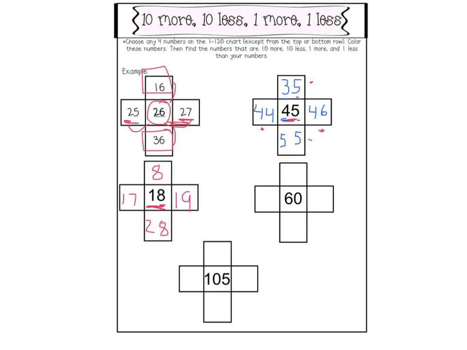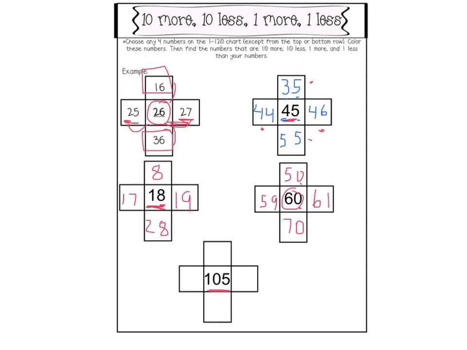Let's try another. Let's look at the number 60. Pause the video, fill out your chart, then check it. All right, 60. 1 more is 61. 1 less is 59. 10 less is 50. Look again. Ones place stays the same. Tens place, we want 1 less 10. So we have 50. If we're going down the elevator, we want 10 more. 10 more than 60 is 70. Great job.